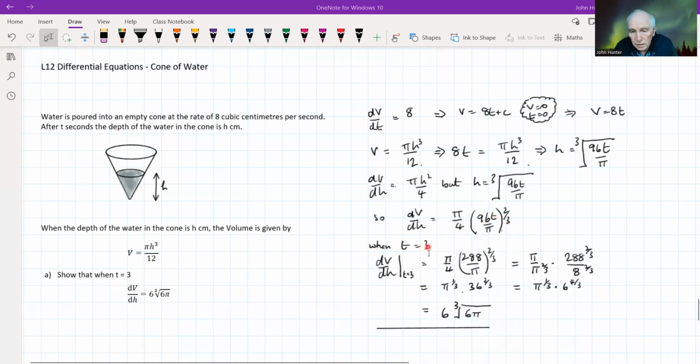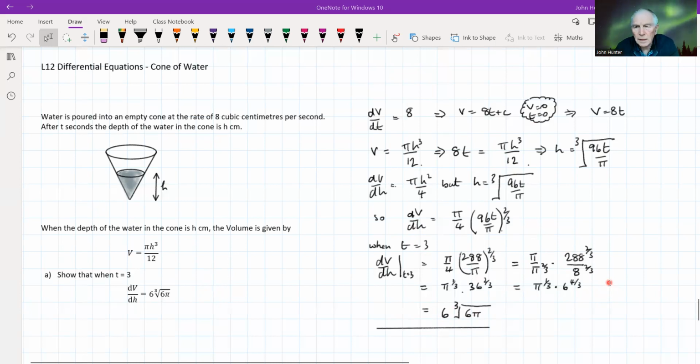Plug t equals 3 in there, and we get, well, there's a bit of tricky little work in here. Effectively, it comes out to 6 times the cube root of 6 pi, which is what we're asked to show. Now, again, pause the video and just have a look at this bit of working here. It's a bit messy, but you can work that through for yourself rather than me talking it through. Right, so that is that.